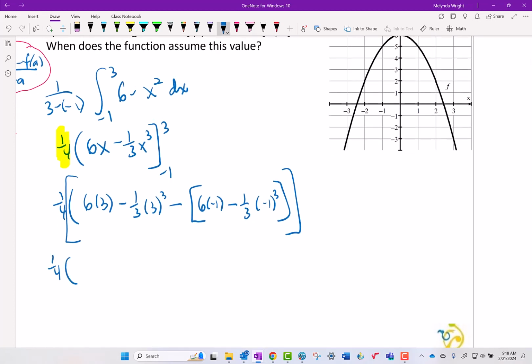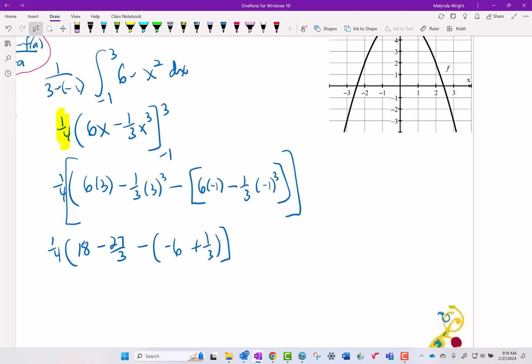So let's see, 6 times 3 is 18. 3 cubed is what, 27? Minus, that's what, -6. A -1 cubed is negative, so that would be plus 1/3. Okay, so y'all know that I'm not good at arithmetic. If you see something, let me know. We okay so far? I think so.